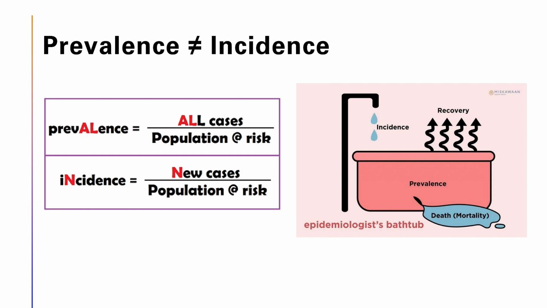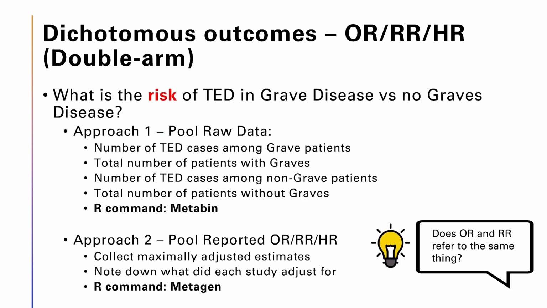So now that we've clarified these two important terms, let us move on to dichotomous outcomes for double-arm studies. When analyzing double-arm studies that involve a control and a comparison group, there are two distinct approaches for data collection and analysis. In the first approach, raw data is collected and pooled. For instance, when calculating the risk of developing thyroid eye disease in patients with Graves' disease compared to those without Graves' disease, the data to be collected includes the number of TED cases among patients with Graves' disease, the total number of patients with Graves' disease, the number of TED cases among patients without Graves' disease, and the total number of patients without Graves' disease. To analyze this data, the metabin command within the meta package can be used.